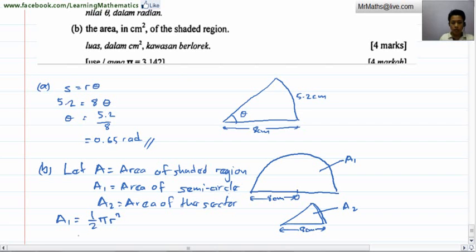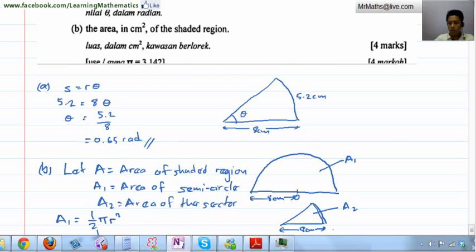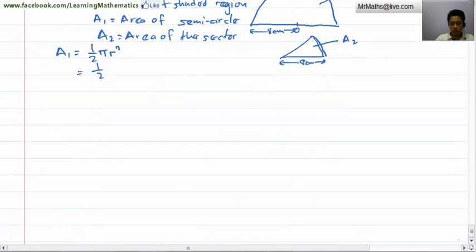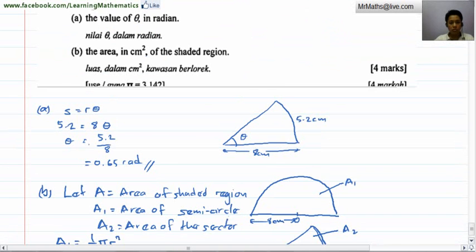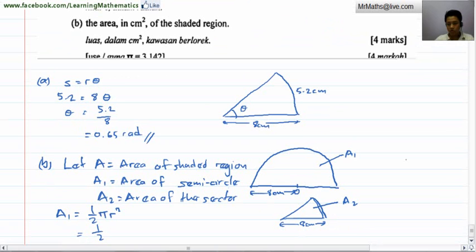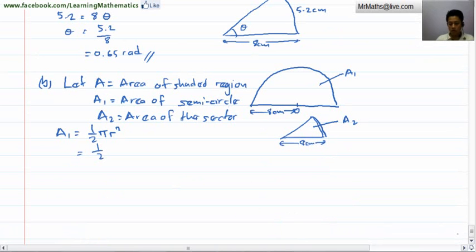Okay, then that will be 1/2. Pi is 3.142. I think I just let the value be pi first. R squared is 8 squared, which is 64. Then it becomes 64 over 2 pi, which is 32 pi cm squared.